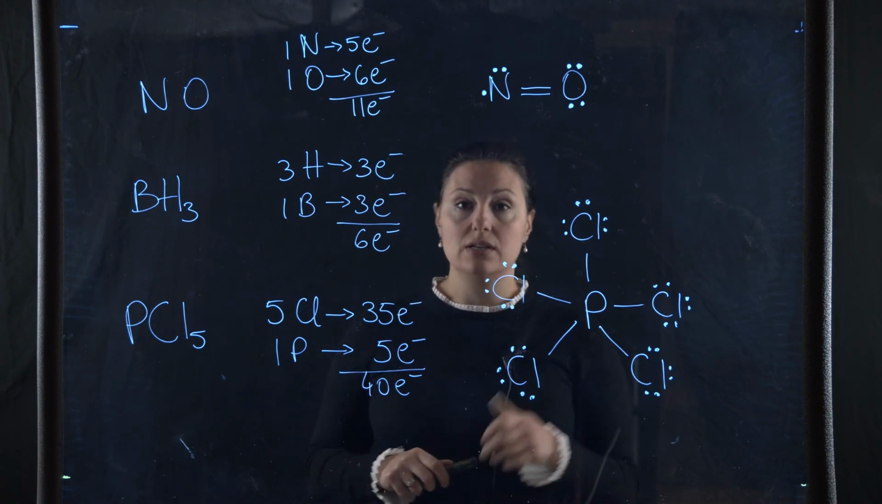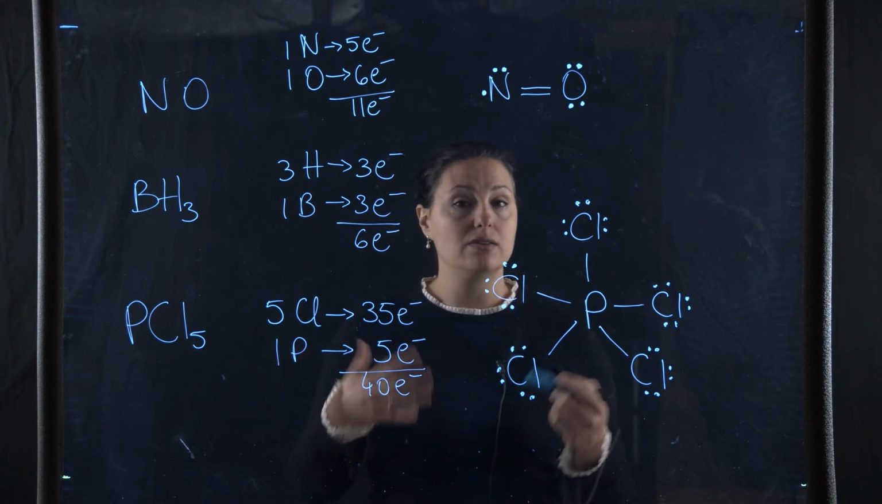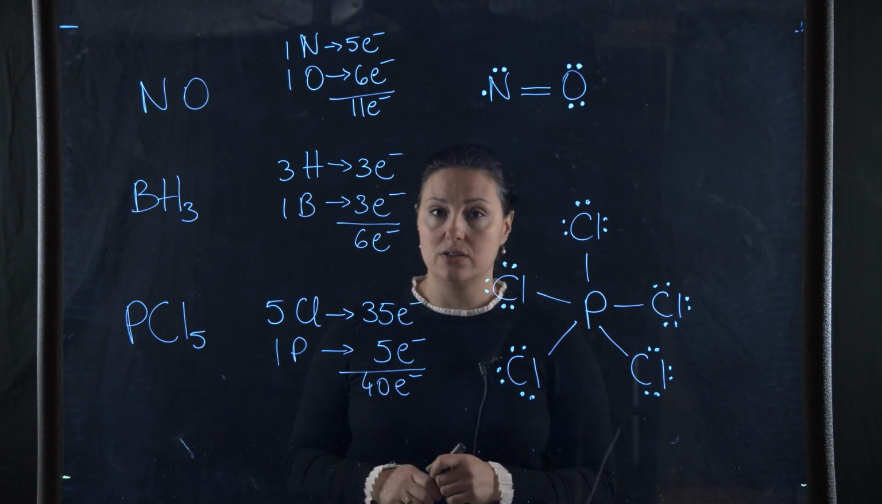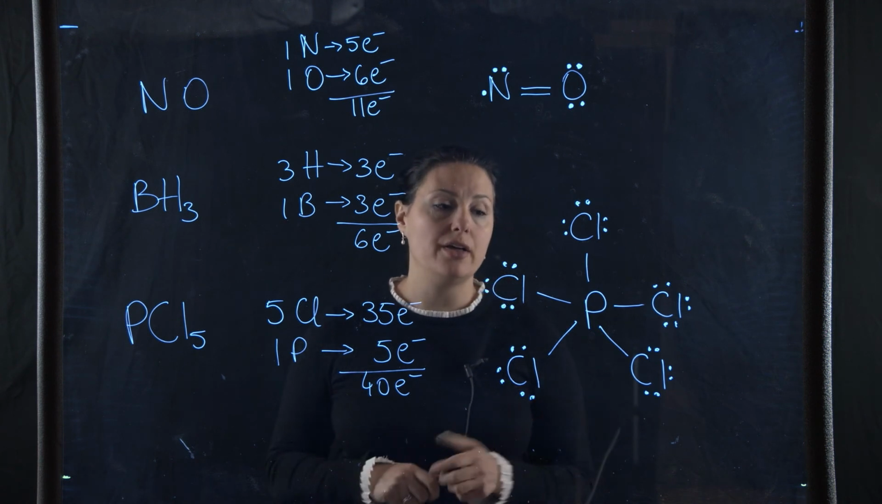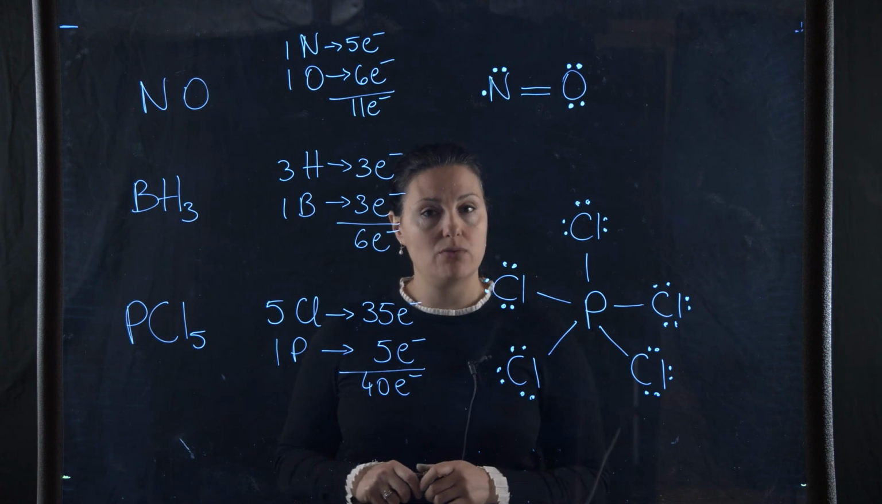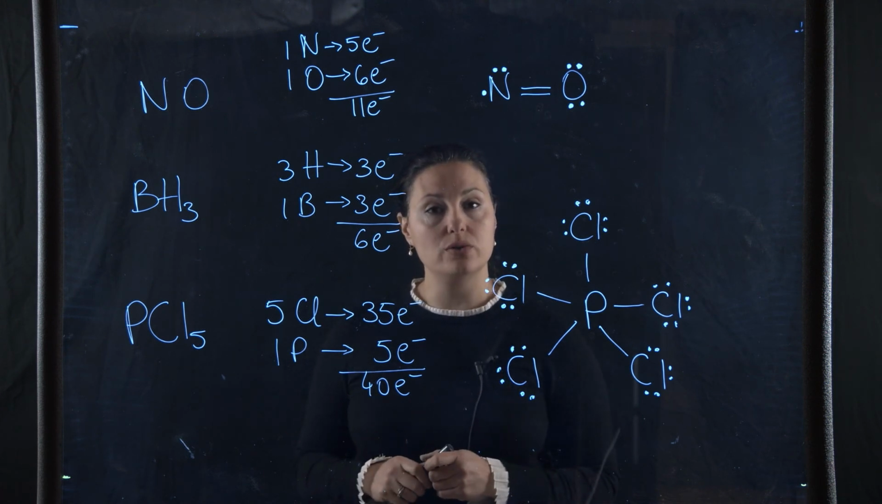But phosphorus and sulfur are 2 of the exceptions that can accommodate more than 8 electrons around. Those are the ones that we're going to talk about the most, but there are others as well. These are some of the exceptions to the octet rule. And then in the next slide, I'm going to erase this and we'll work on some more Lewis dot structures.